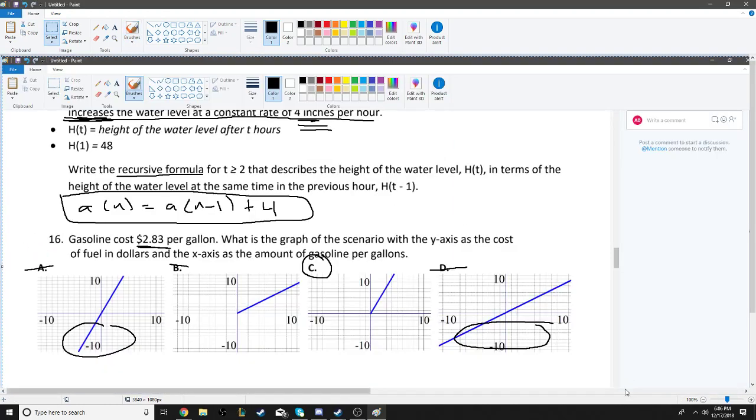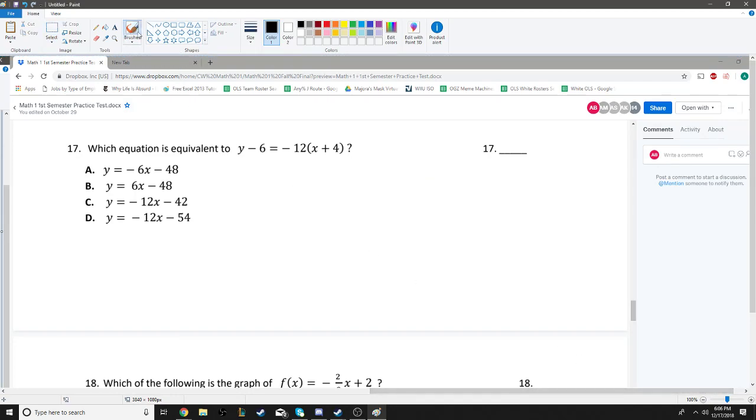Alright. Next problem. Okay, for this one, two-step problem. Step 1 is distribute. Y minus 6 is equal to negative 12x minus 48. Then you add 6 to both sides. And we get y is equal to negative 12x minus 42. That answer is C.